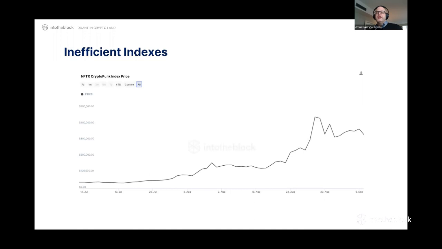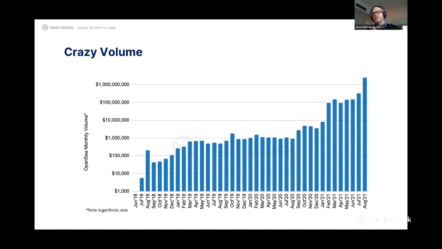The volume in NFTs recently has skyrocketed, and we have products such as NFT indices that are highly inefficient today. There is a classic arbitrage between the index and the underlying NFTs, seeing when the index is mispriced. Because it's so inefficient, it's a trade that works with a high level of certainty. And the volume on these things is skyrocketing. This is an analytic that shows the OpenSea monthly volume, and you can see the rate at which it is increasing. So trading NFTs is a market.